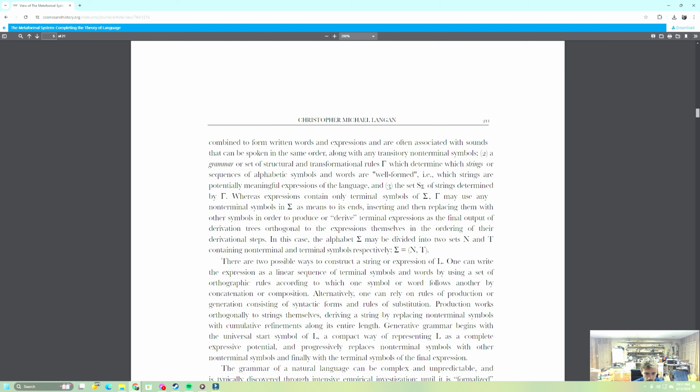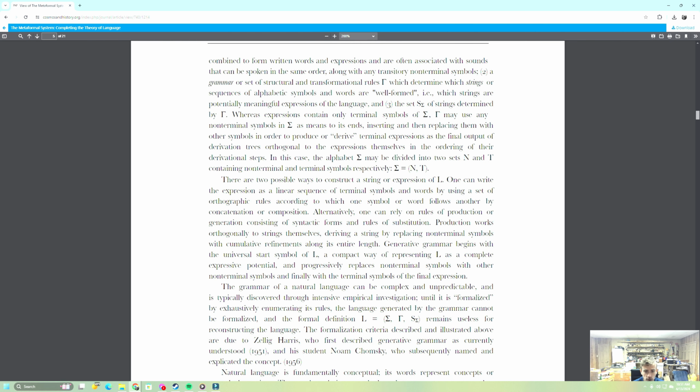In this case, the alphabet Σ may be divided into two sets, N and T, containing non-terminal and terminal symbols respectively. Σ = N ∪ T, the non-terminals and the terminals. There are two possible ways to construct a string or expression of L. One can write the expression as a linear sequence of terminal symbols and words by using a set of orthographic rules according to which one symbol or word follows another by concatenation or composition.